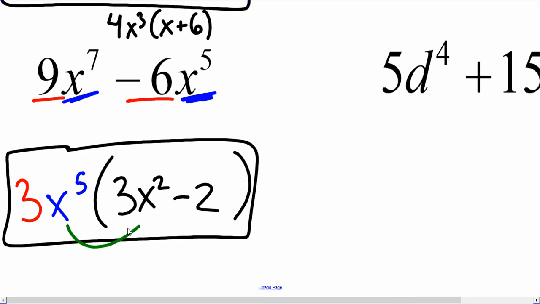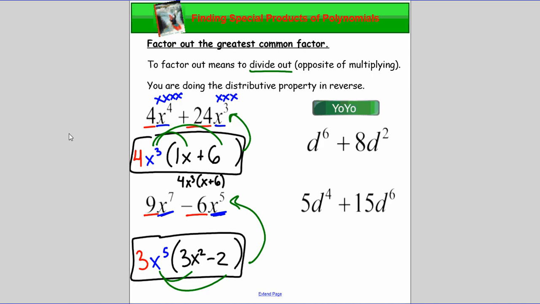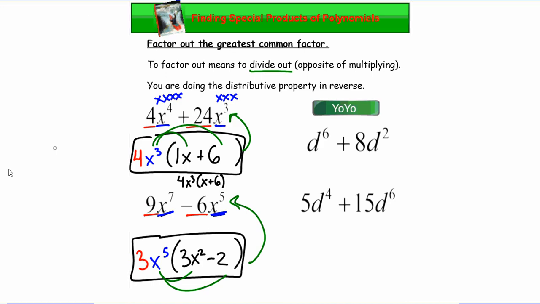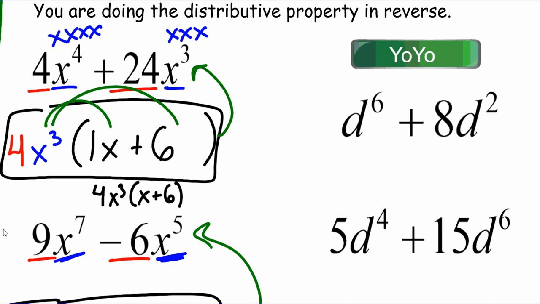How do I know I'm right? Because if I distribute through, I'm going to get my original problem as my final answer. So it's the opposite of multiplying. We call it factoring, the beginning of division. I'm going to ask you to try. So you try with the following two on the right. Can you divide out the greatest common factor to simplify these two expressions? So maybe pause the video now for 2 minutes, unpause it once you've had a chance to try.